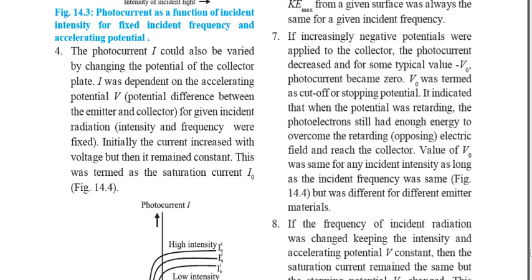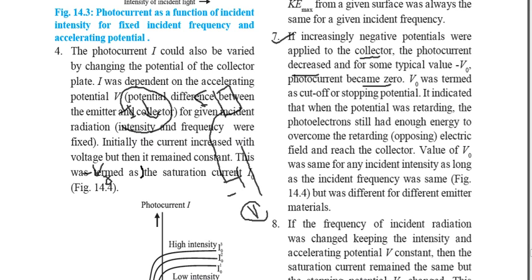So in that, if increasingly negative potential were applied to the collector, means for the collector plate we apply the negative potential, means the variable voltage source we use, so we apply the negative voltage to the collector. The photocurrent decrease, so at that time photocurrent I will be decrease, and for some typical value minus V0, photocurrent becomes 0. When we increase this negative voltage which is given to the collector plate, at that time photocurrent starts decreasing, means photocurrent क्या होगा, कम होगा. But at some typical value, means minus V0, at that time photocurrent becomes 0, means this I is completely 0.